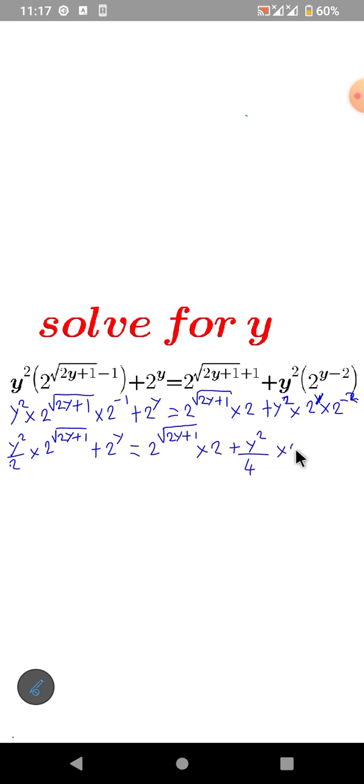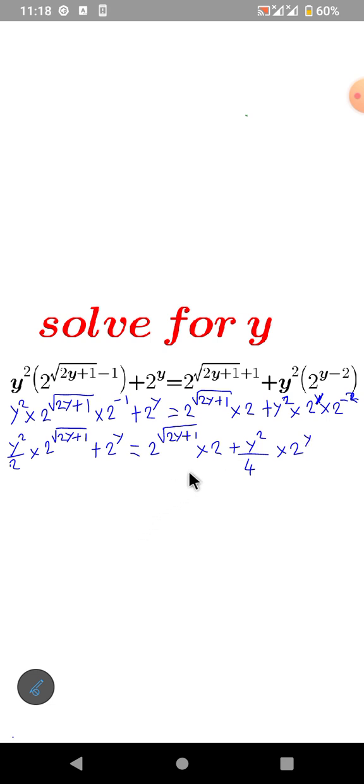Now we'll continue again. Now this 2 raised to the power of minus 1 is the same thing as 1 over 2. So I will say y squared multiplied by this will give me y squared all over 2 times 2 raised to the power of 2y plus 1, then plus this 2 raised to the power of y plus 2 raised to the power of y, all equal to, then this now we say here will be 2 raised to the power of 2y plus 1 times 2. Then now this 2 raised to the power of minus 2 is the same thing as 1 all over 4. So I can simply say that y squared multiplied by 1 over 4 will give me y squared all over 4 multiplied by 2 raised to the power of y.